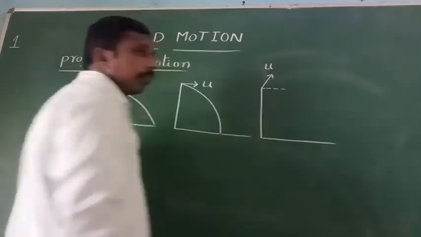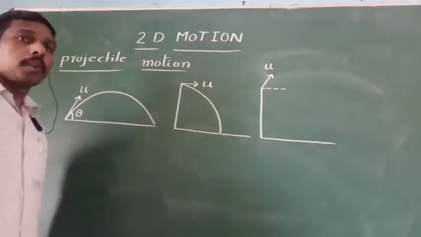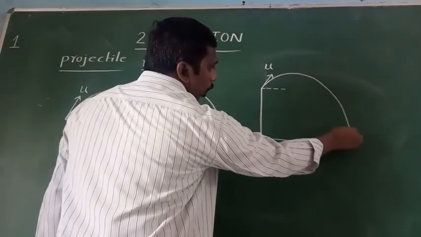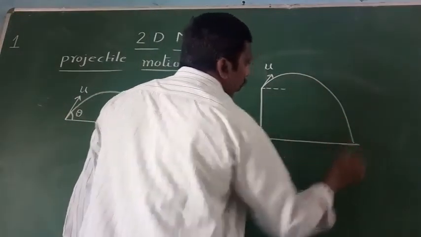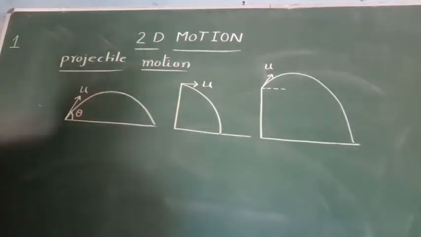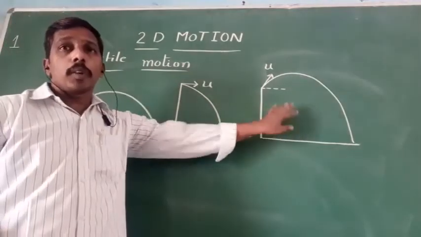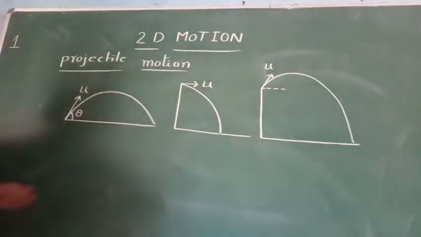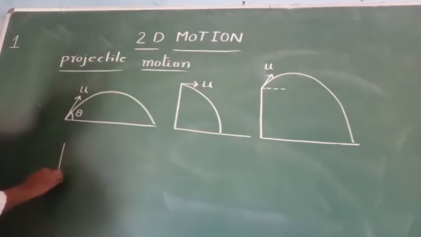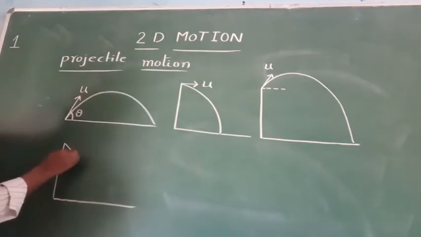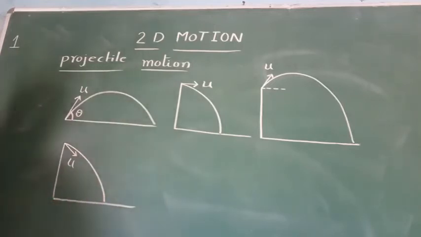This is said to be oblique projection from the top of a tower. In this condition, the body travels like this. Next, that is upward projection. Okay, upward projection from the top of a tower, horizontal projection from the top of a tower. And another one is downward projection from the top of a tower. Suppose you project like this with velocity u, the body travels like this.